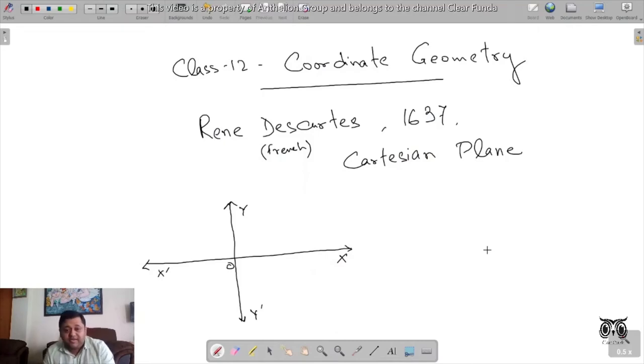Hi everybody, we are going to talk about a very interesting topic today. Actually, we have completed the factorization so far, and before we get to the next and last chapter of algebra, which is polynomials in two variables or simultaneous equations, I personally think that we should do the next chapter first, which is coordinate geometry.